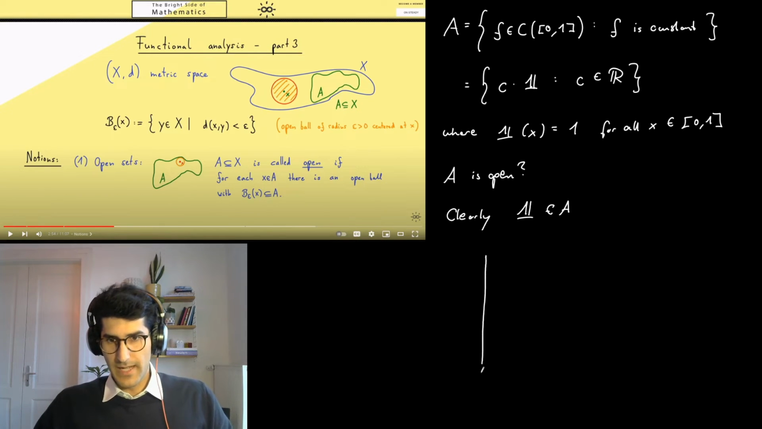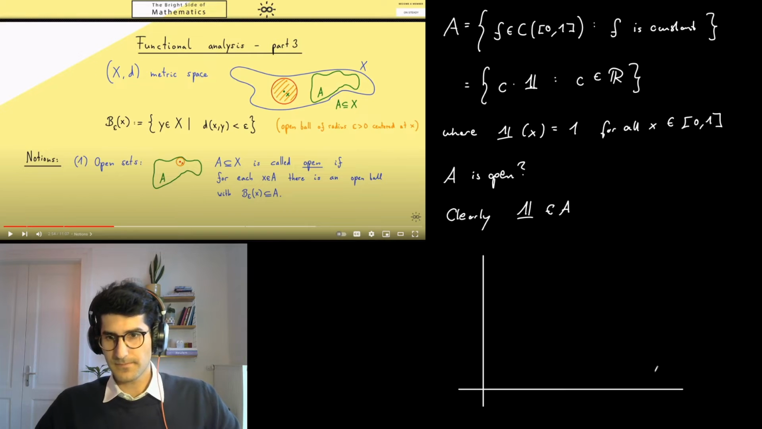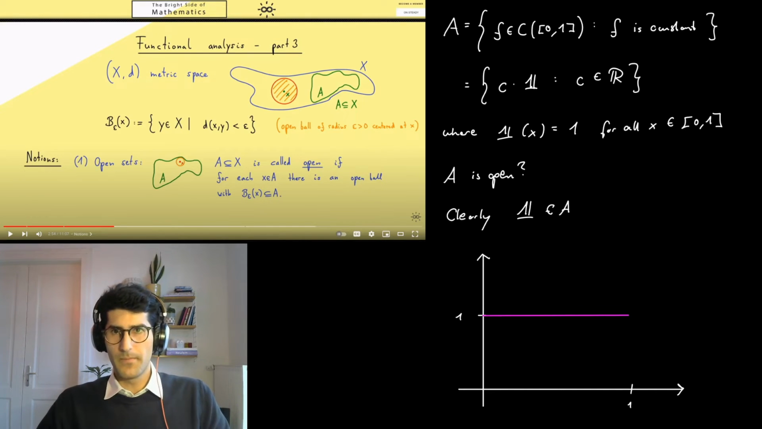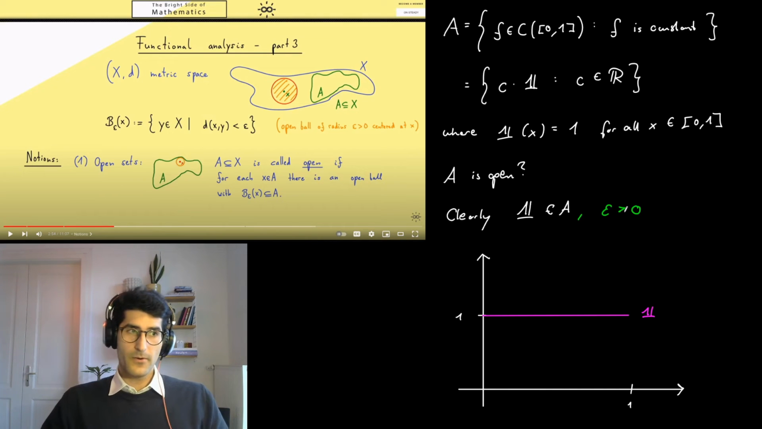How does the sketch look like in this case? It's a very simple one. So I have once again the unit interval. I have here the value 1. And the one function that I have here, well, it's just a horizontal line at the value 1. So now let's also take an epsilon greater than 0.